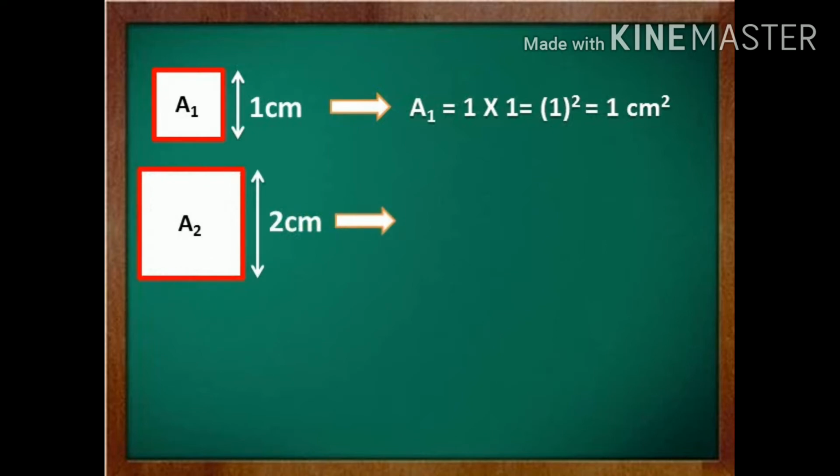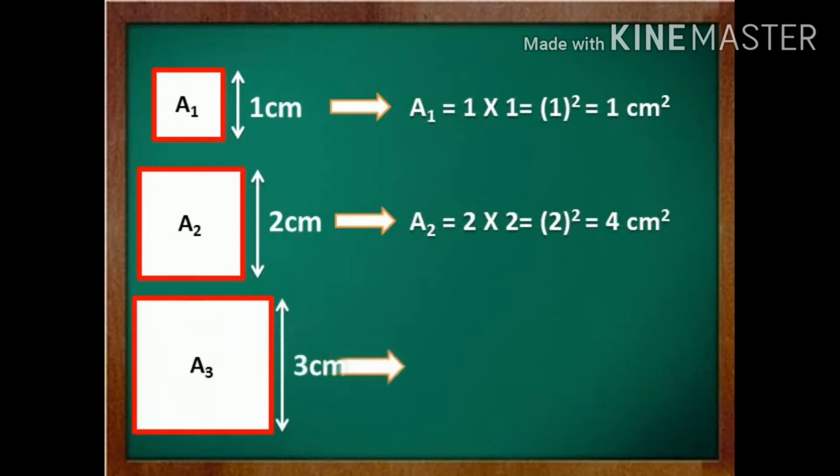Area of square A2 of 2 centimeter side would be equal to 2 multiplied by 2, which is equal to 2 to the power 2, that is equal to 4 centimeter square. Similarly, area of square A3 of 3 centimeter side will be equal to 3 multiplied by 3, which is equal to 3 to the power 2, that is equal to 9 centimeters square.